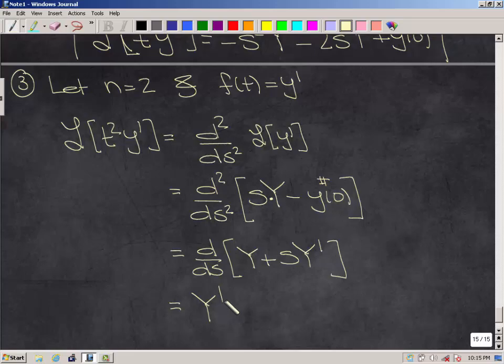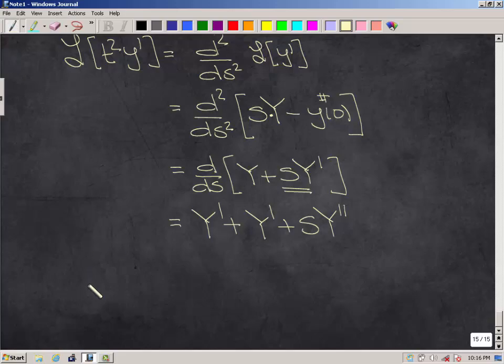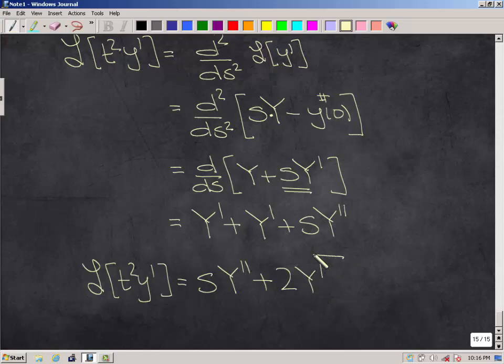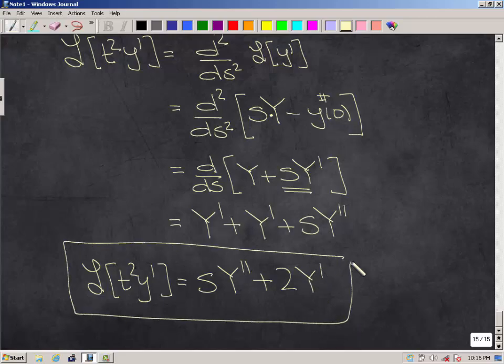We get y prime plus product rule here again. So we get y prime plus s times y double prime. So if you combine some of these terms, we get Laplace of t squared y prime is equal to s times y double prime plus 2 times y prime. Okay, so that's another nice one that we should know.